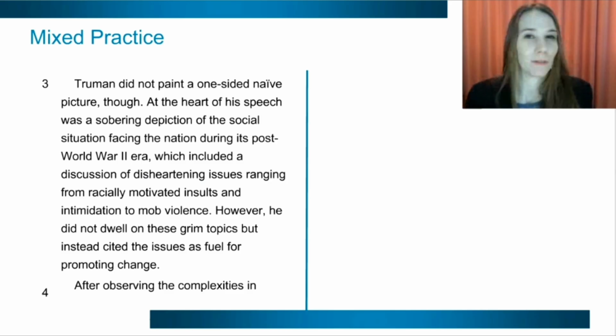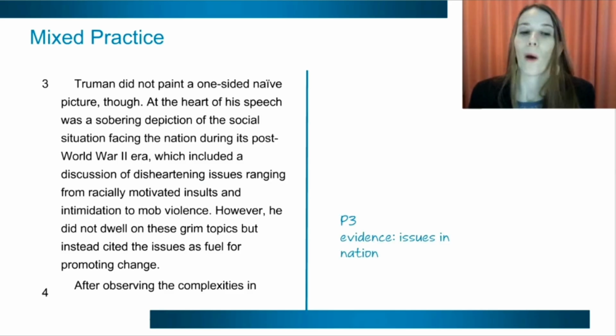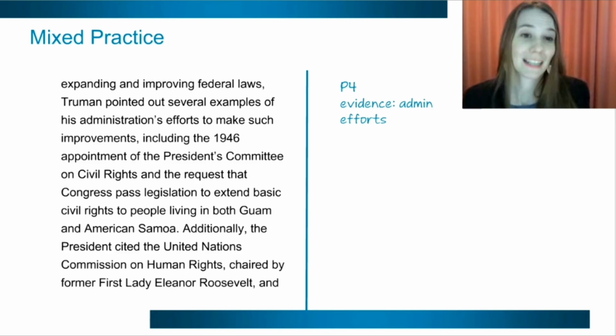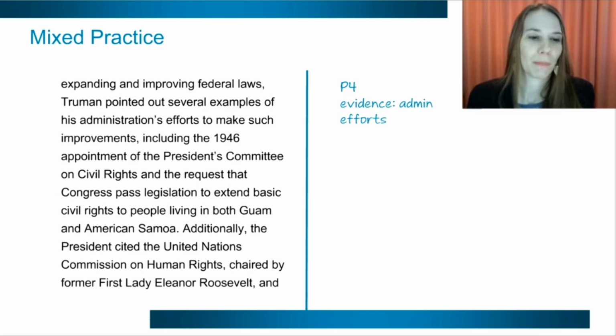Now we've got a contrast. It says, well, Truman didn't just provide a one-sided view, though. There are, in fact, quite a few issues. So here's some evidence for why this needs to be addressed. The author points out that some of the reasons Truman brings this up are to show that, well, here are some reasons for needing to repair this schism. Now the author says, well, here's more evidence. Truman points out the administrative efforts. So we've got the reason: I'm here to talk to you about the racial systems we need to repair. America's ready. There have been some problems, so that's why it needs to be fixed. Here are some of the efforts that my administration is doing in order to try to repair these.